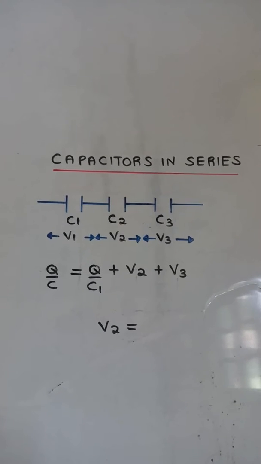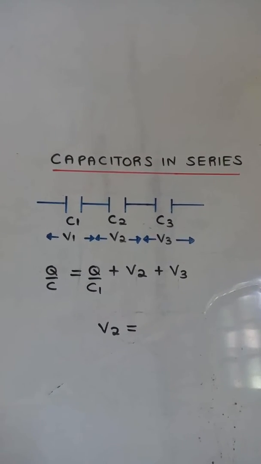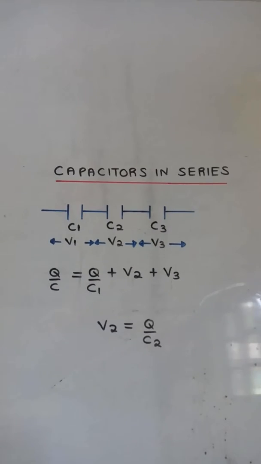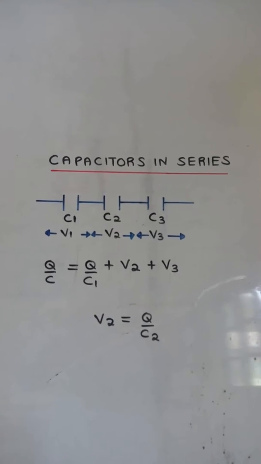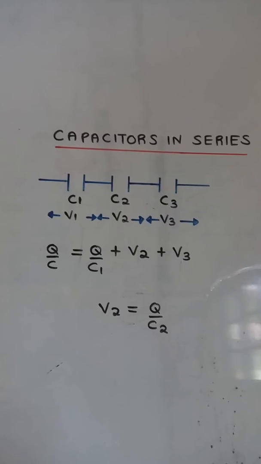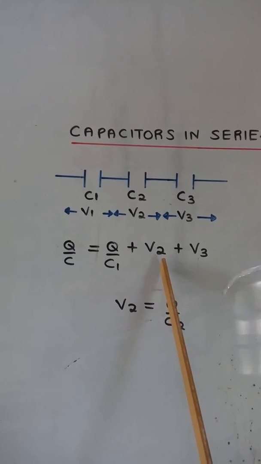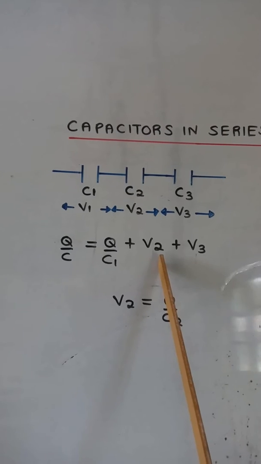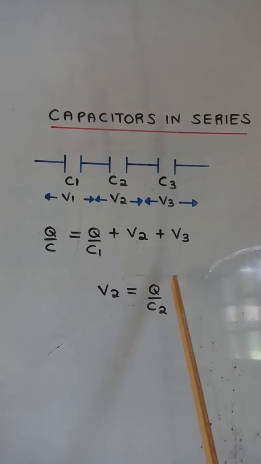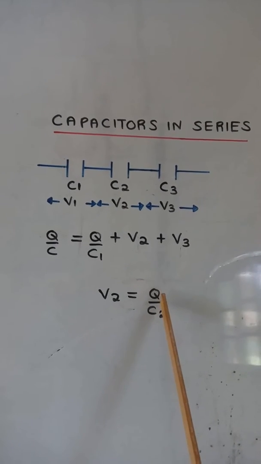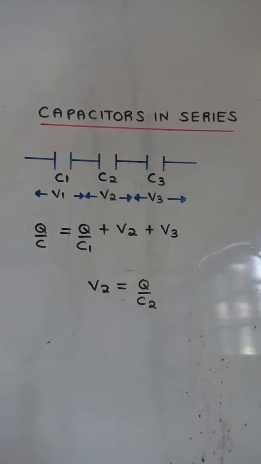Potential difference between the plates of capacitor 2 is equal to amount of charge over capacitance of capacitor 2. Instead of writing the potential difference between the plates of capacitor 2, we are going to write the amount of charge over capacitance in capacitor 2.